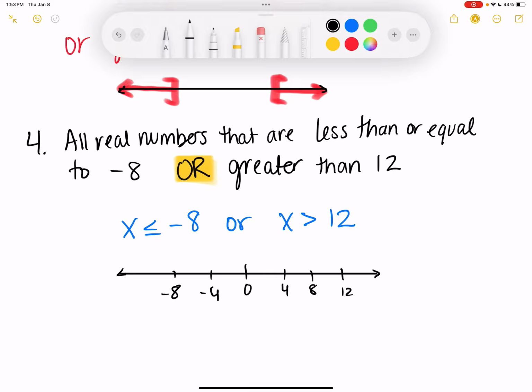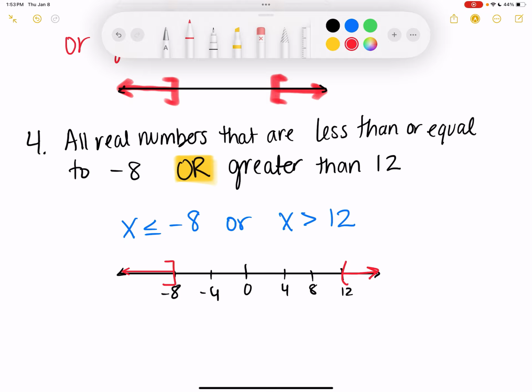Okay, so this graph is going to be x is less than or equal to -8. So I'm going to put a bracket going this way, facing in the direction of the arrow. And then over here, x is greater than 12, so there's going to be a parentheses facing the direction of the arrow. And that would be what that graph looks like. So notice, they don't have to both be brackets or parentheses. It can be one of each.